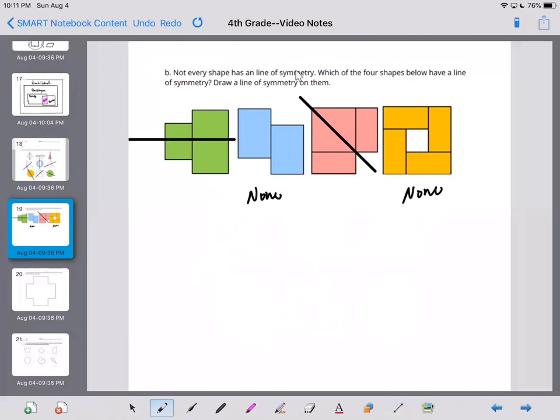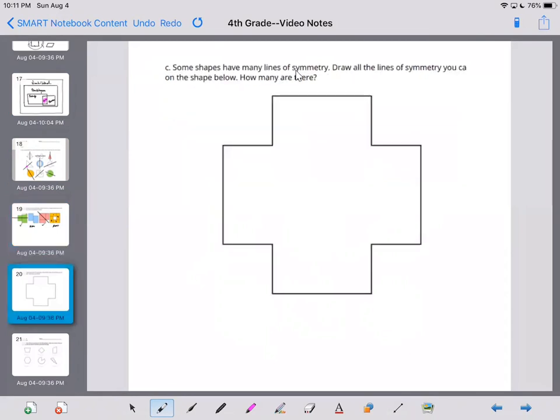Think about where those pieces, like 1, 2, 3, and 4, would land if you folded it vertically or horizontally. So the first one and third one would have a line of symmetry that you could draw. And then finally, some shapes have multiple lines of symmetry. When you take this shape here, you would actually have 4 lines of symmetry. And I would ask you to go ahead and pause the video and complete that in your notes.